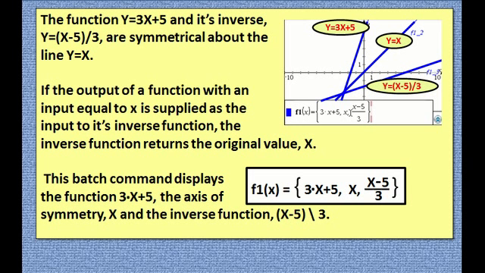The function y equals 3x plus 5 and its inverse, y equals the quantity x minus 5 divided by 3, are symmetrical about the line y equals x. If the output of a function with an input equal to x is supplied as the input to its inverse function, the inverse function returns the original value x. This batch command displays the function 3x plus 5, the axis of symmetry x, and the inverse function, the quantity x minus 5 divided by 3.